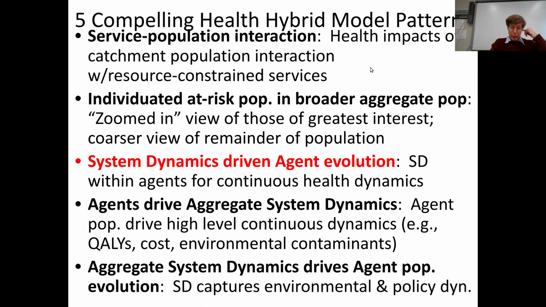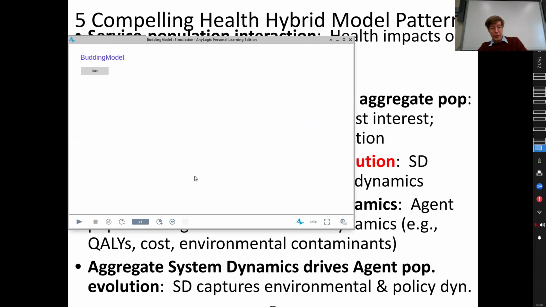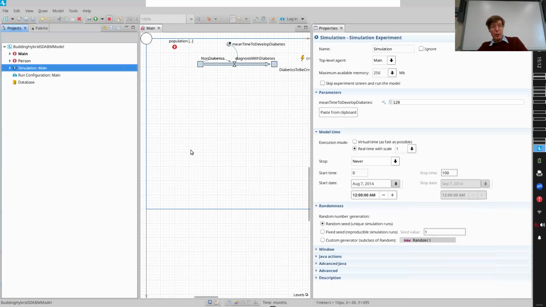Okay, I want to go on to a third compelling pattern. Again, very different. So here we're going to have system dynamics, stock and flow modeling, integrated with agents. Not stock and flow modeling as we've been used to thinking about, as aggregated characterization of the whole population, but stock and flow modeling within each agent, characterizing dynamics. We're going to take a look at two models of this, one more briefly than the other.